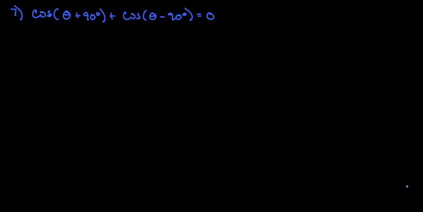Number 7 is an interesting identity, and here's why. Let's say you grabbed your unit circle. So let me just explain to you what this identity is trying to show.